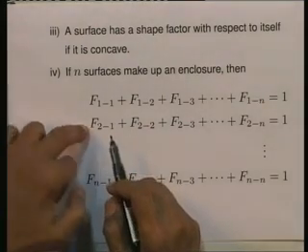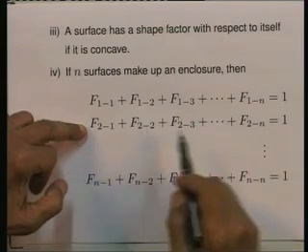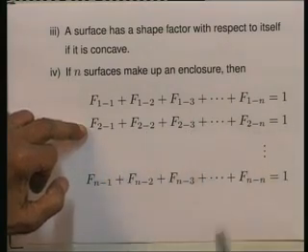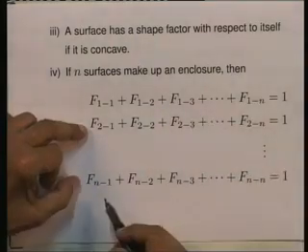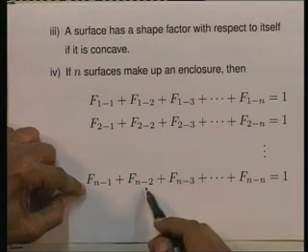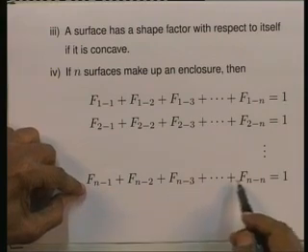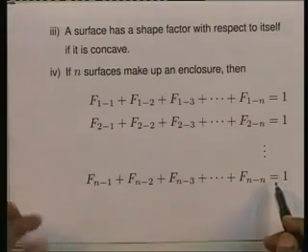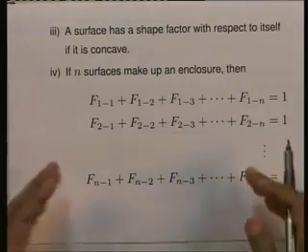Similarly, consider the radiation emitted from surface 2. It follows that f 2 to 1 plus f 2 to 2 plus f 2 to 3 plus dot dot dot f 2 to n is equal to 1, and so on. If I consider the nth surface of this enclosure, f n to 1 plus f n to 2 plus f n to 3 dot dot dot f n to n is equal to 1. You follow? So, I can write down n such equations for the n surfaces making up this enclosure. These are relations between all the shape factors when surfaces make up an enclosure, and we can use these to calculate one shape factor from another.